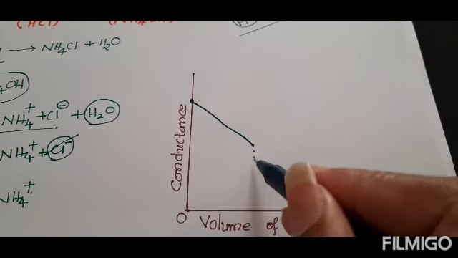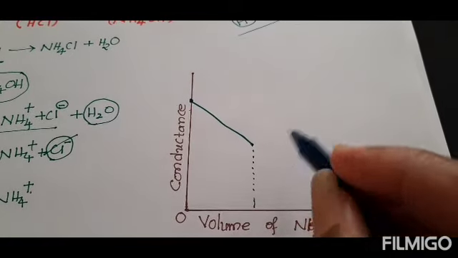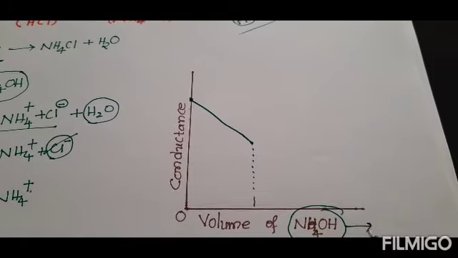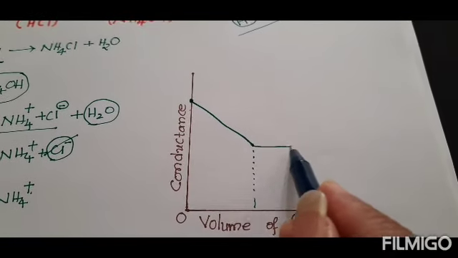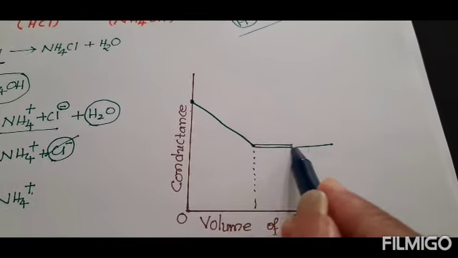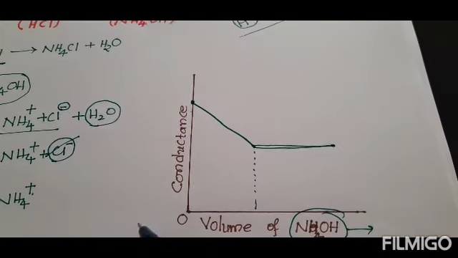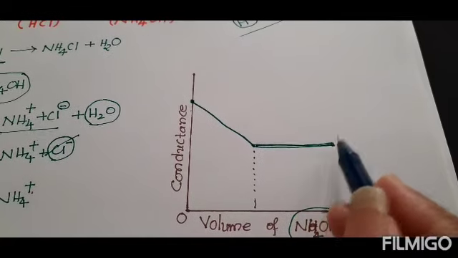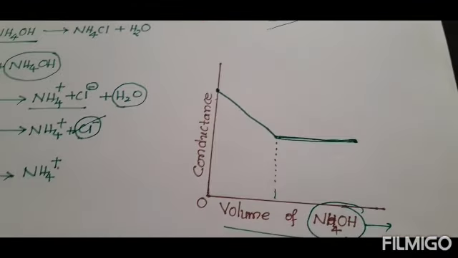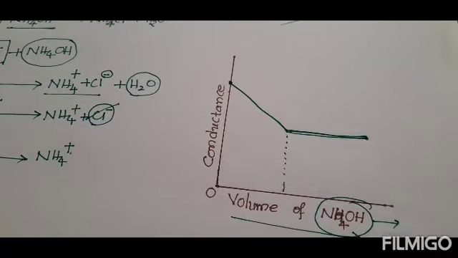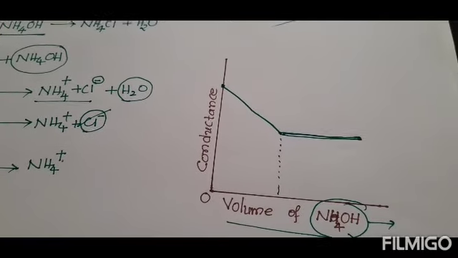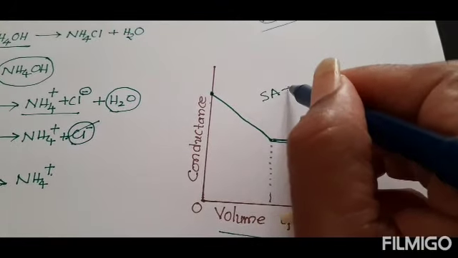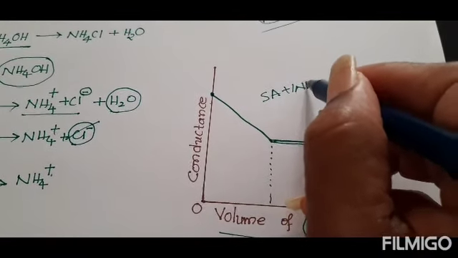Suppose this point represents the end point. After that, if you add NH4OH continuously, there is no change in the conductance. Because NH4OH is a weak base, there is no change in the conductance. So this is the graph for strong acid versus weak base.